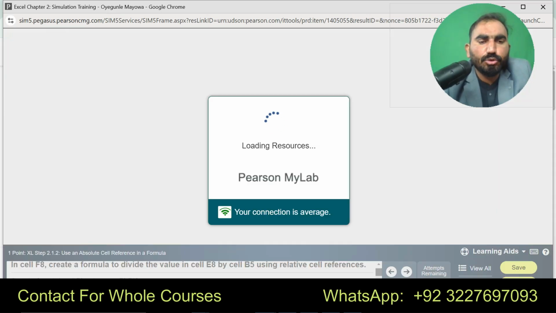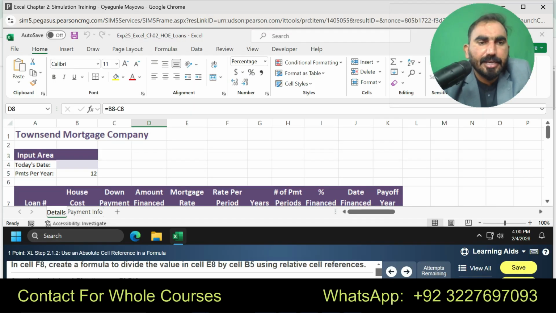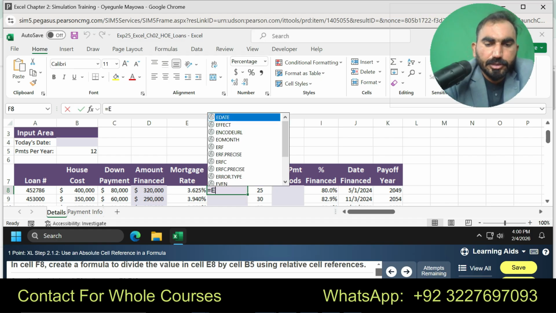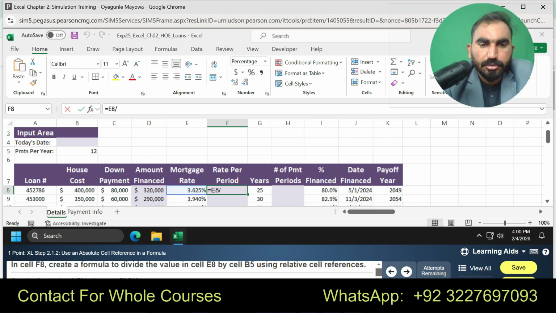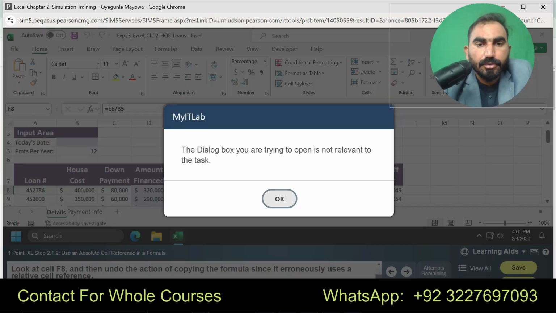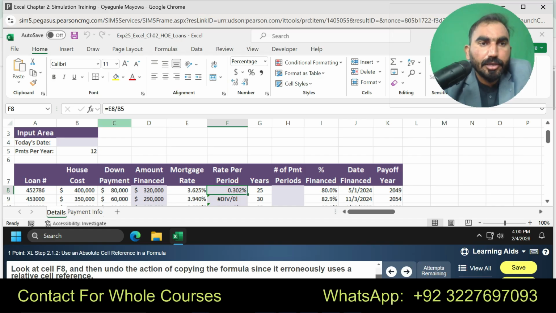In cell F8, create a formula to divide the value in cell E8 by B5 using relative cell references. F8 equals E8 divided by B5. Copy the formula in the remaining cells by using the fill handle. Okay, undo the action. I am going to do this one.